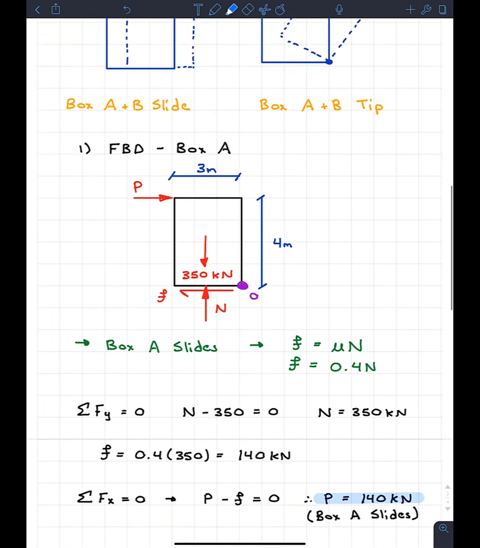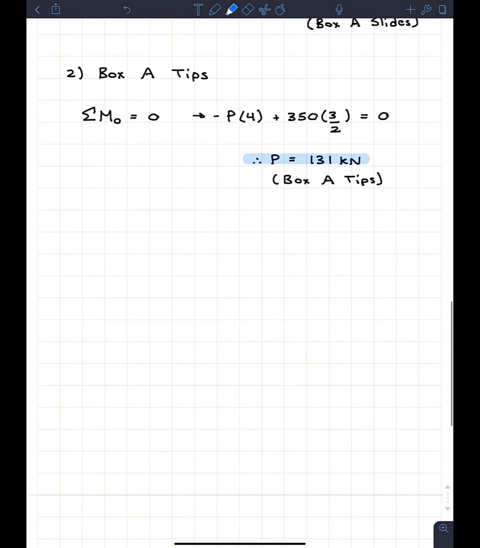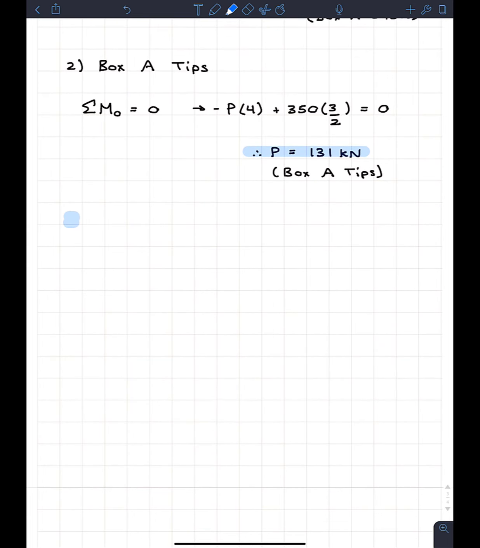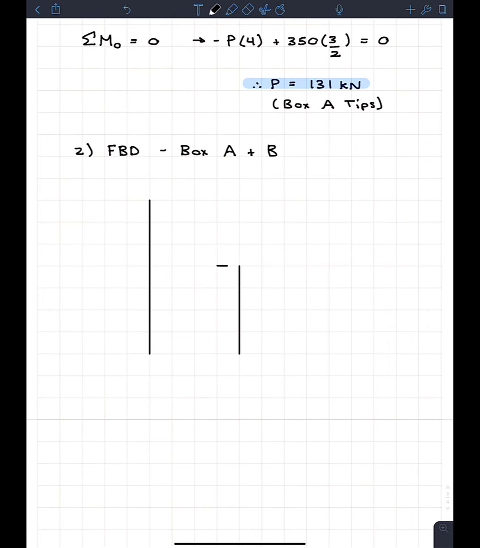So we're going to come up here and go to free body diagram 2. So my second free body diagram. And this one's going to be box A and B. For this one, we're actually going to have the two boxes stuck together. So I'm going to do something like this. It may not be the perfect free body diagram, but it'll be good enough.